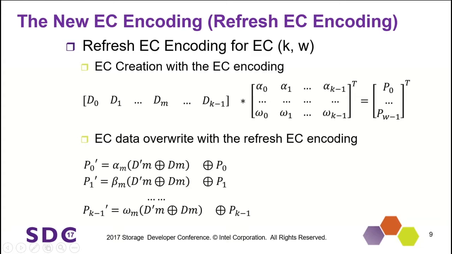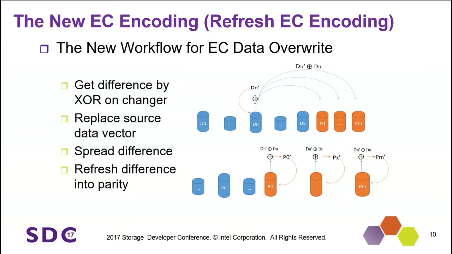Let's check its workflow for data overwrite. The storage nodes receive the new data. After that, here are 4 steps to do the workflow. First step is to get a difference by XOR between new data and previous data on the change. And the second step is to replace the source data vector.